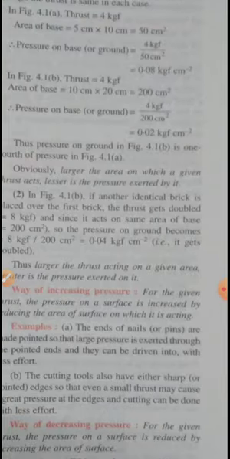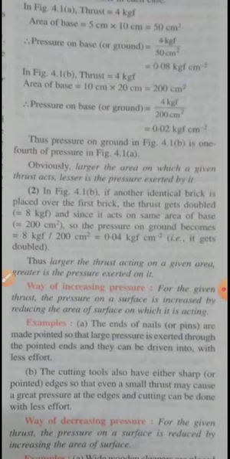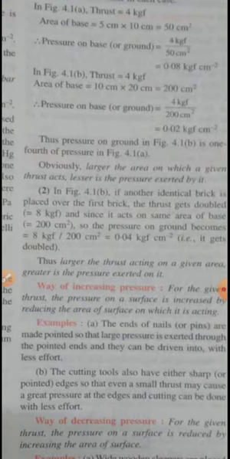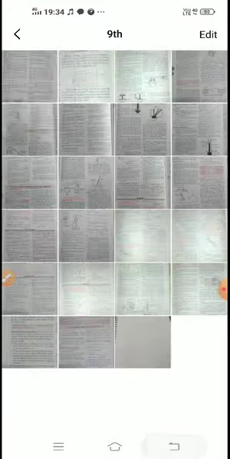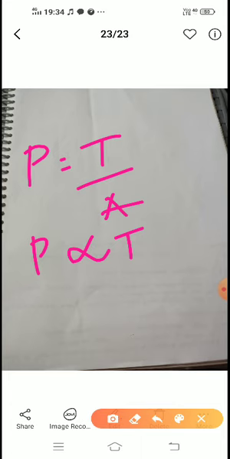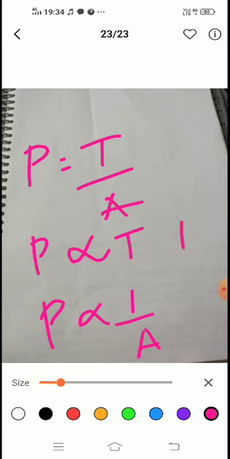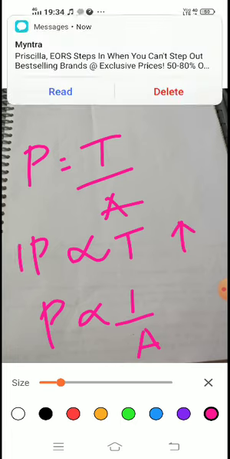And factors affecting the pressure: what is your pressure formula? It is thrust by area. Just now we saw how it works. An application of it: the larger the thrust acting on a given area, the greater the pressure. It's a simple logic which works behind it. What is your pressure formula? It is thrust by area. So pressure and thrust are directly proportional. Pressure and area are inversely proportional. Just now we saw.